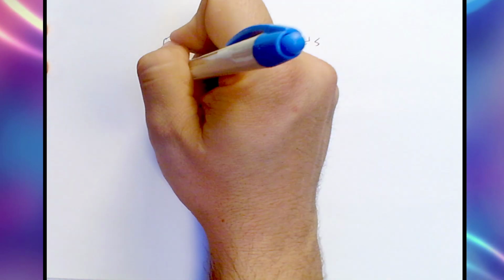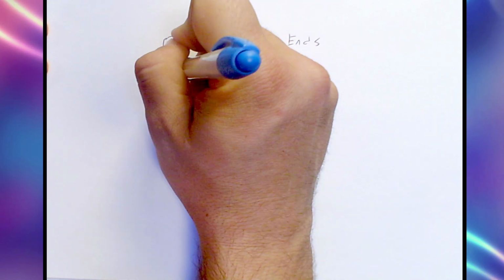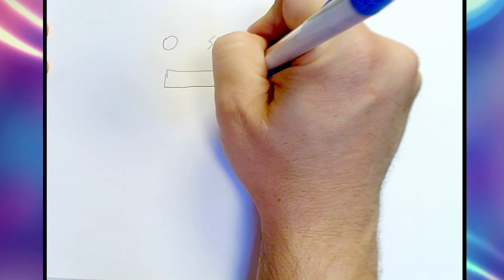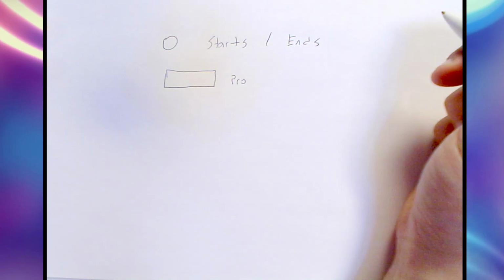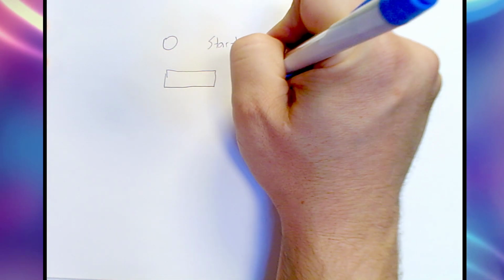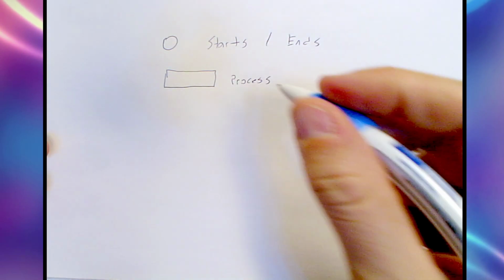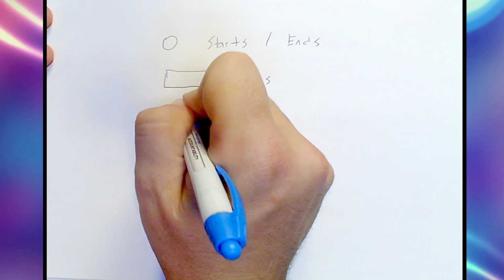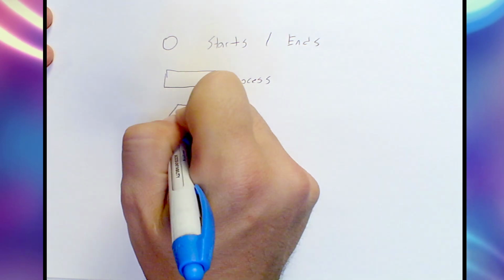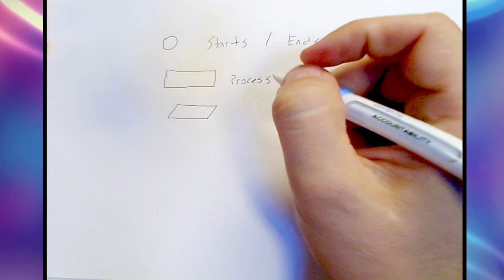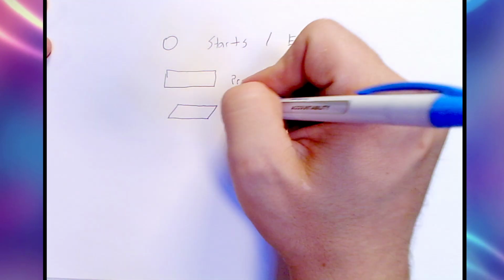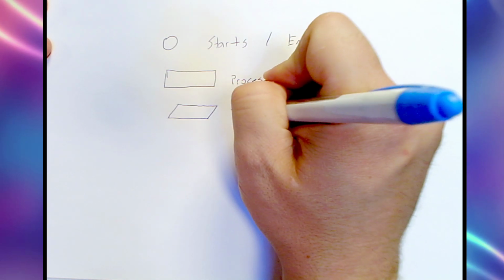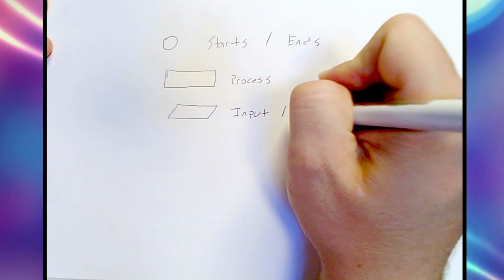We have what's also called a rectangle. A rectangle represents any process that happens during that flow. Then we have what's called a parallelogram, taking you back to elementary school with all the different shapes here. A parallelogram represents anywhere you are doing an input or an output.